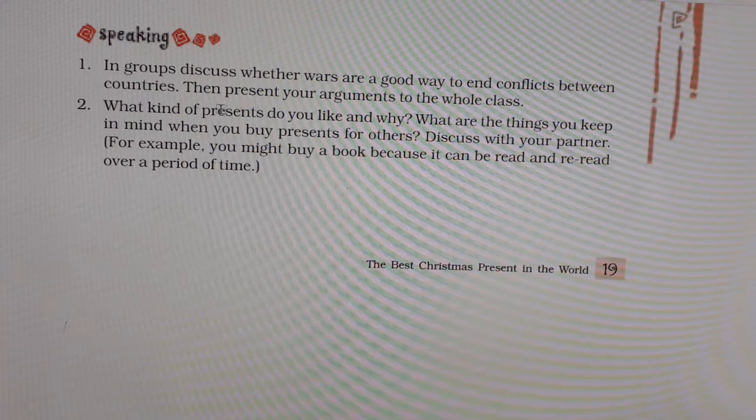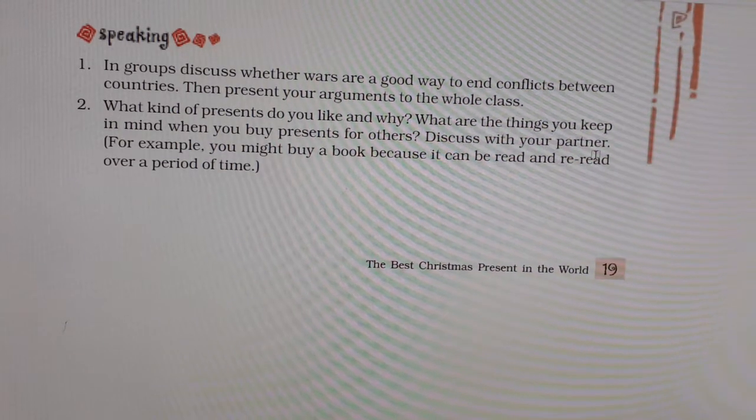The second thing that you have to speak is: what kind of presents do you like and why? What are the things you keep in mind when you buy presents for others? Discuss with your partner. Now, this is really interesting. That means everybody likes some. I suppose if I'm talking about me, I like presents that are big, presents that are of my need. And what things do we keep in mind when we buy presents for others? We make sure that whatever gift we give, it must be of some use to that person.